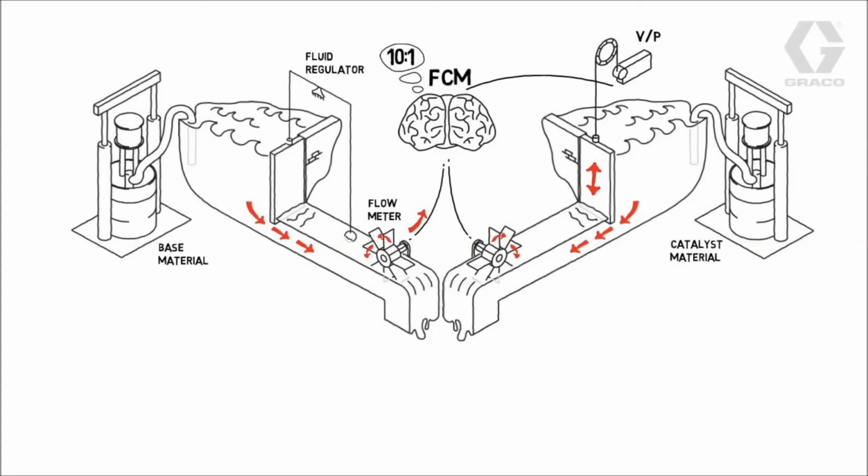The catalyst flow meter sends information back to the FCM, which confirms the ratio is correct. The system checks and fine-tunes the ratio many times per second. ExactaBlend AGP. Superior mixing and ratio assurance for the glass industry.